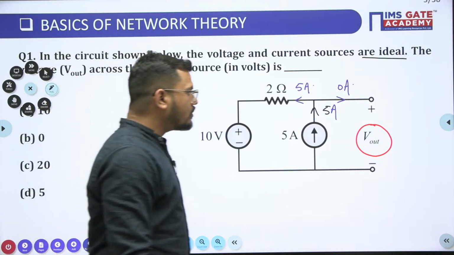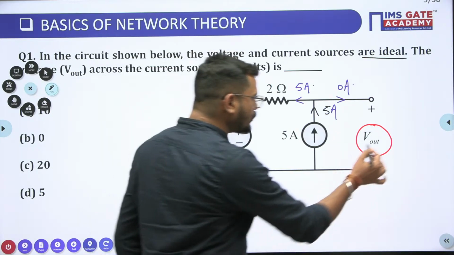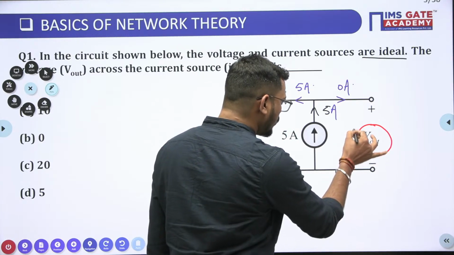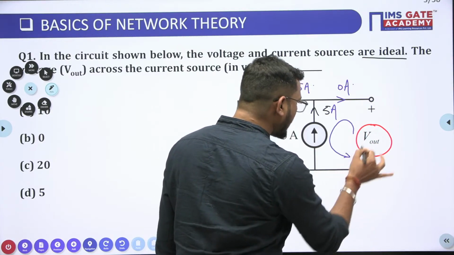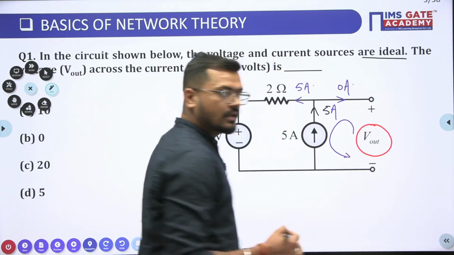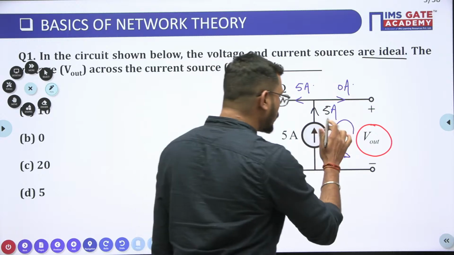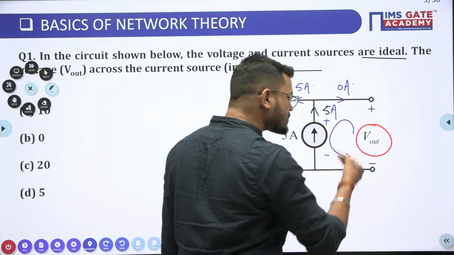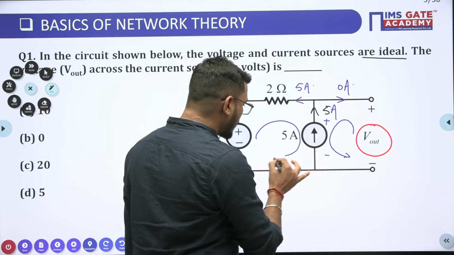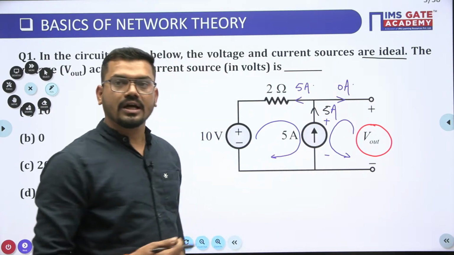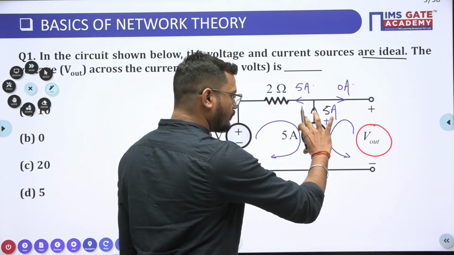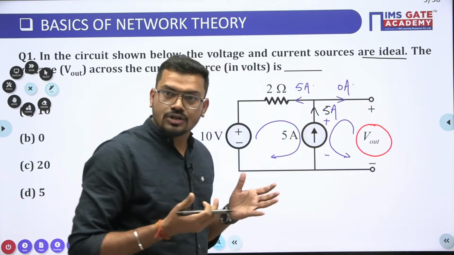Now we have to find V output. We can't apply KVL in this loop, because we don't know this voltage; actually we have to calculate this voltage only. And second, if I want to write KVL in this mesh also, we can't, because you have to calculate the voltage across this 5 ampere current source also.